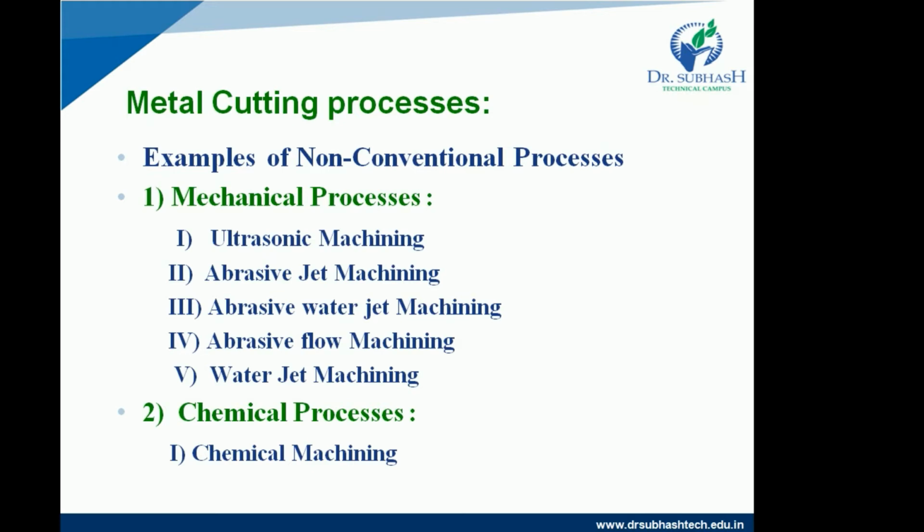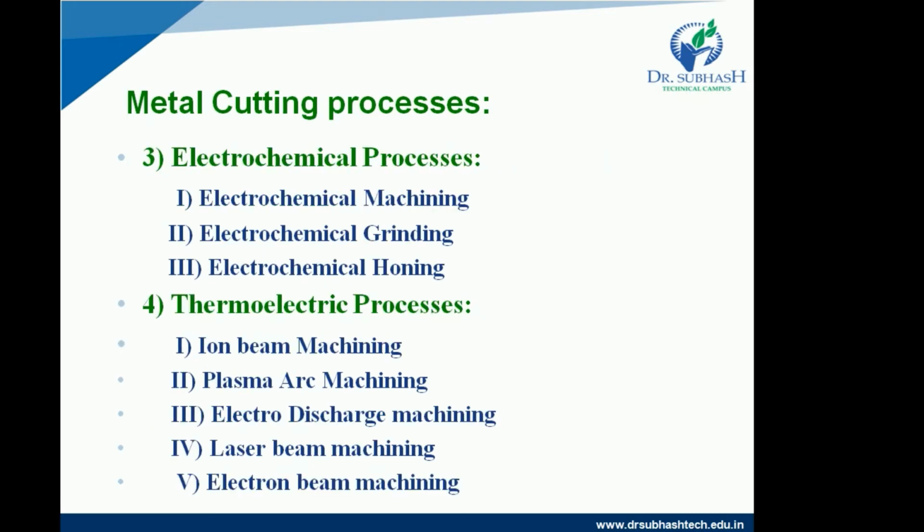In the chemical processes we include the chemical machining processes, in which we use different types of chemicals to remove some metal or material from the workpiece. Third, electrochemical processes: those materials we cut with the use of electrochemical processes, like electrochemical machining, ECM, a well-known process, electrochemical grinding, and electrochemical honing. All these processes we can include in the electrochemical processes.